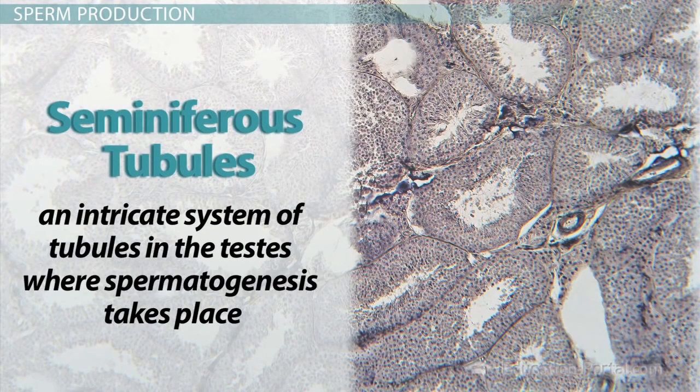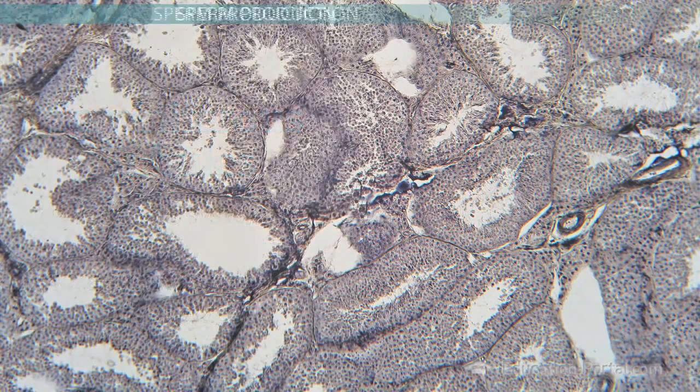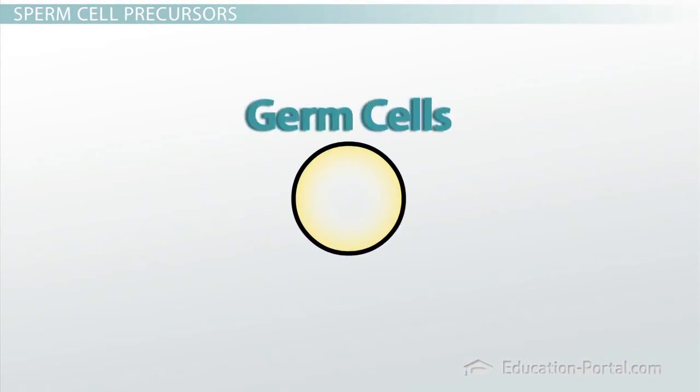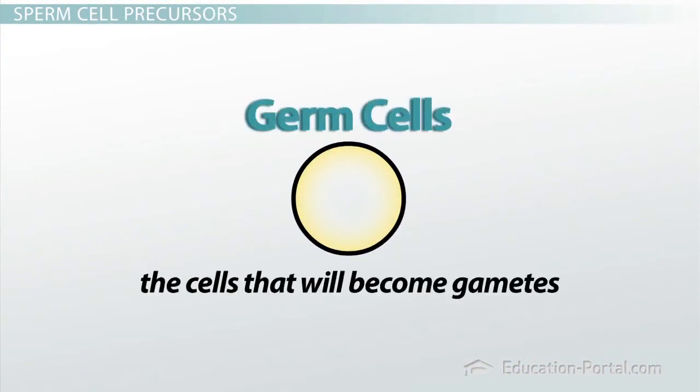In humans, spermatogenesis takes place in the seminiferous tubules, which are an intricate system of tubules in the testes. The seminiferous tubules of an adult human male can sometimes produce over 100 million sperm per day. In order to produce such a huge number of sperm, the tubules contain a very large and active population of dividing, self-sustaining germ cells, which are the cells that will become gametes.